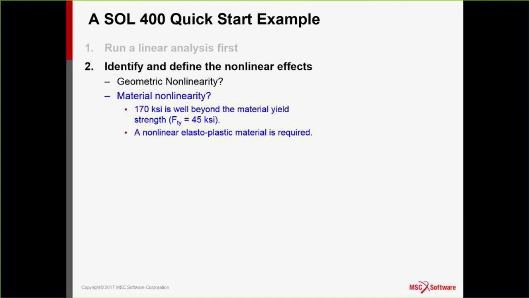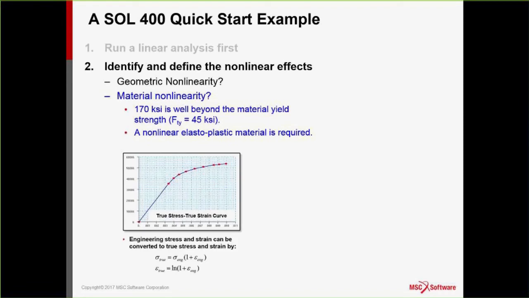So in this example, we realize 170 KSI tells me I'm going to get a negative margin of safety on the yield strength of 45. But I'm told this applied load is actually an ultimate load. I'm allowed to have some yielding as long as I don't fail the part. So I'm going to actually investigate the material into yield.